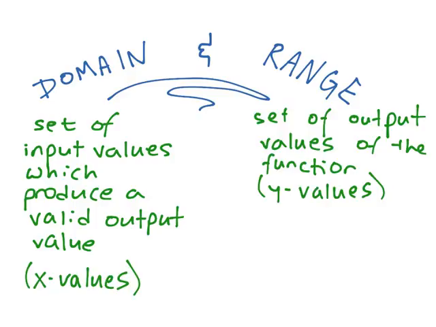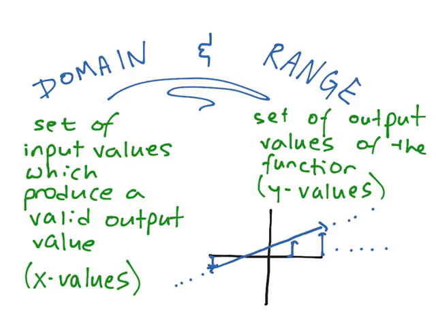Now, when we're looking at straight lines, the domain is very often all real numbers, because if a straight line extends in all directions, every number on the number line is going to have a corresponding output value. This number will have this output, this number will have this output, and so on.